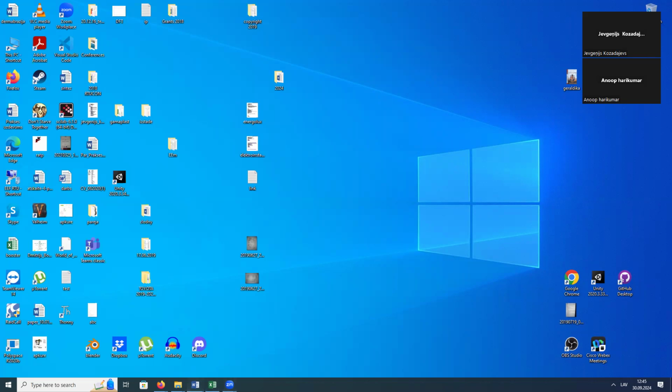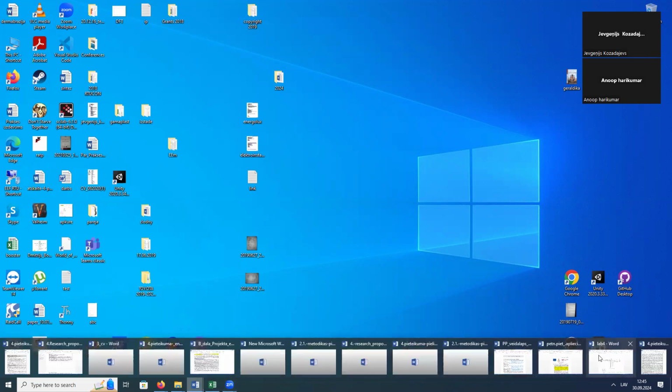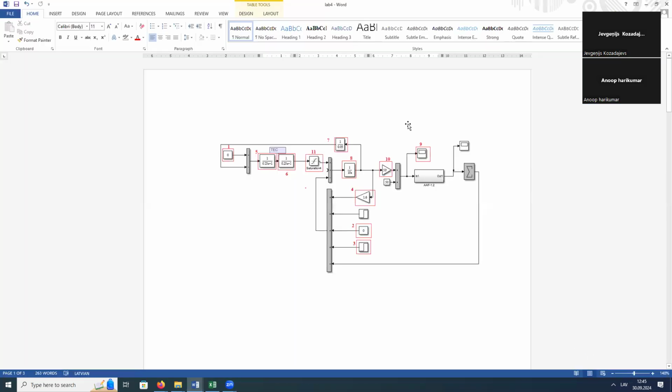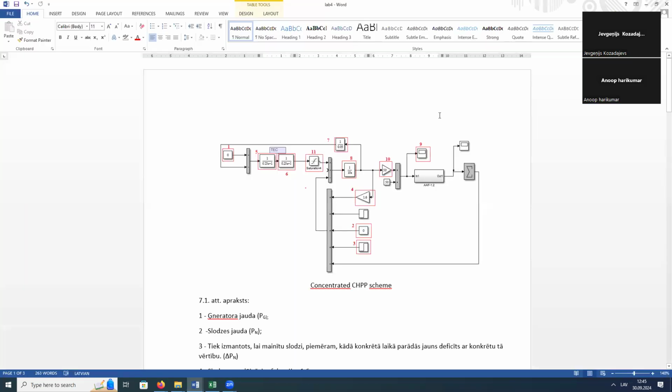Okay, so what are we going to do today? Today we're going to discuss task number 4, where we need to unite all the knowledge from tasks 1 to 3 and design a concentrated power system scheme with auto-frequency automation. So we have 3 steps to do this.